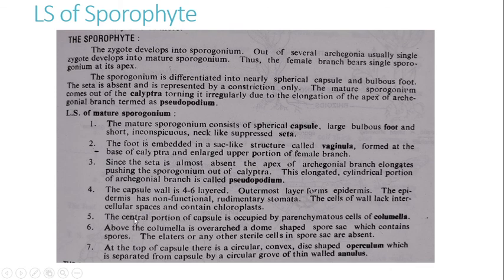And the entire central portion of the capsule is actually occupied by a sterile zone which is known as the columella. But above the columella there is a dome shaped spore sac in which the spores are present.